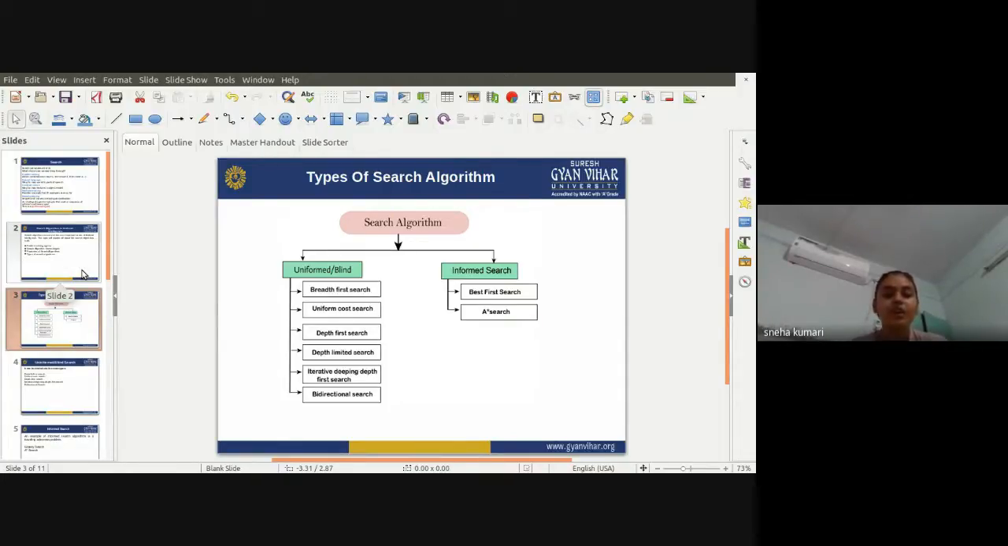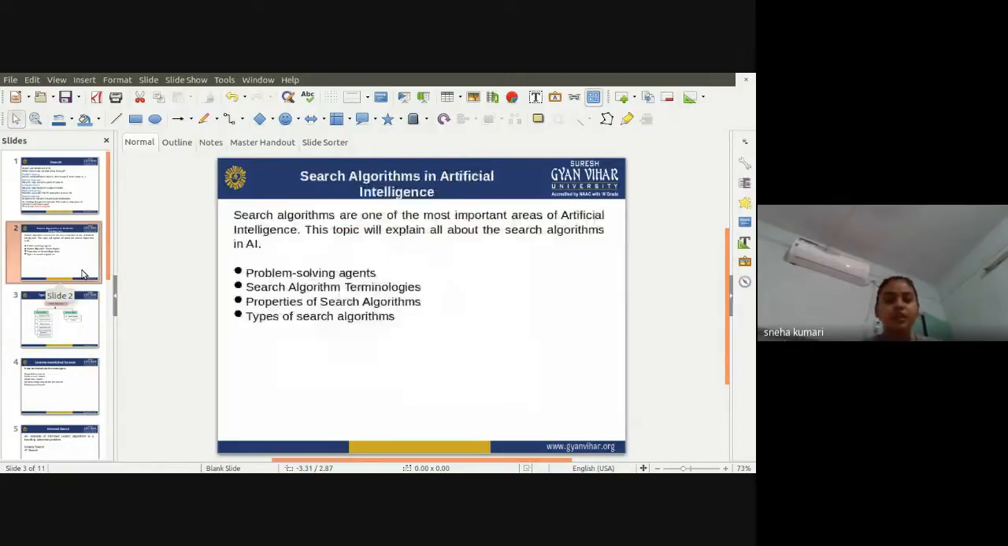So we will learn various problem solving search algorithms. Mainly there are two types of search algorithm. First we will learn the search algorithm terminology, and after that we will cover the types of search algorithm. What is search algorithm terminology? Some terms are used in search algorithms, so that is what we will learn first.